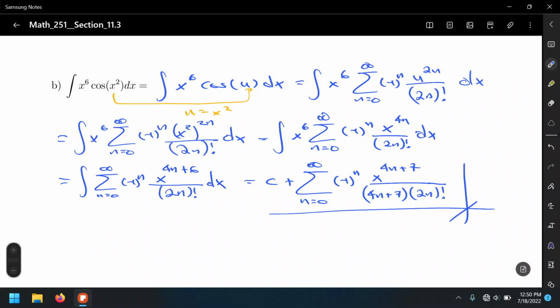That's the integral of x to the 6th cosine of x squared using power series. And this is the end of this section.